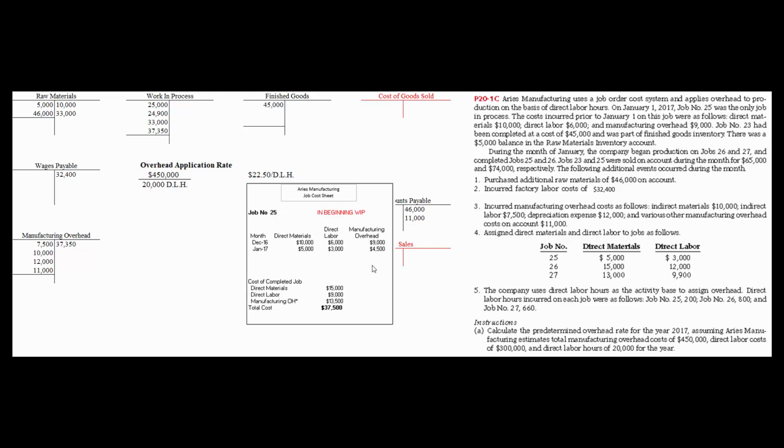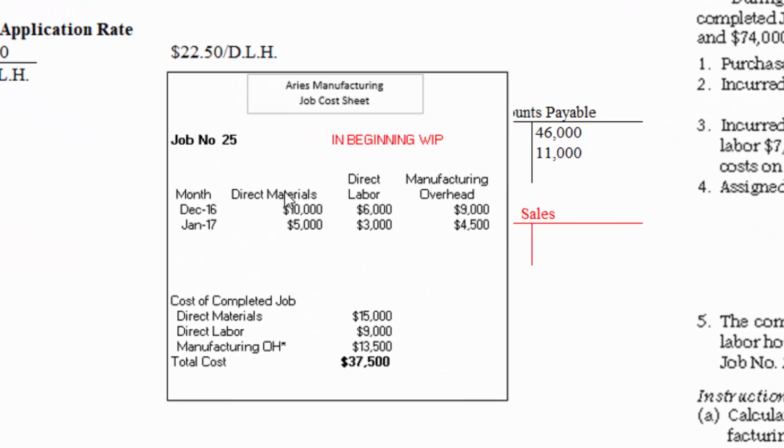The job is now finished, so we can add up our total cost. Our total materials cost is $15,000. That's $10,000 from December, $5,000 from January. Total labor is $9,000: $6,000 from December, $3,000 from January. And the manufacturing overhead that got applied is a total of $13,500, $9,000 from December and $4,500 from January.